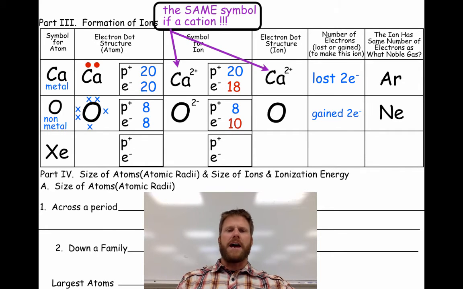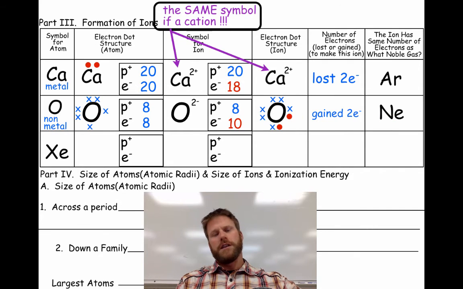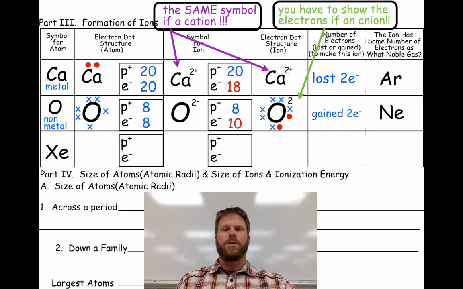When you do an anion now, this has gained 2 electrons, so we're going to show that this atom has gained 2 electrons to become an ion, and that's why we're using X's, and then the electrons I add can be the dots, so it shows you that the electrons are coming from 2 different locations. So now this oxygen atom has 2 more electrons than it should, so we know it's a 2-. So when you draw the electron dot structure for an anion, you will always show the electrons.